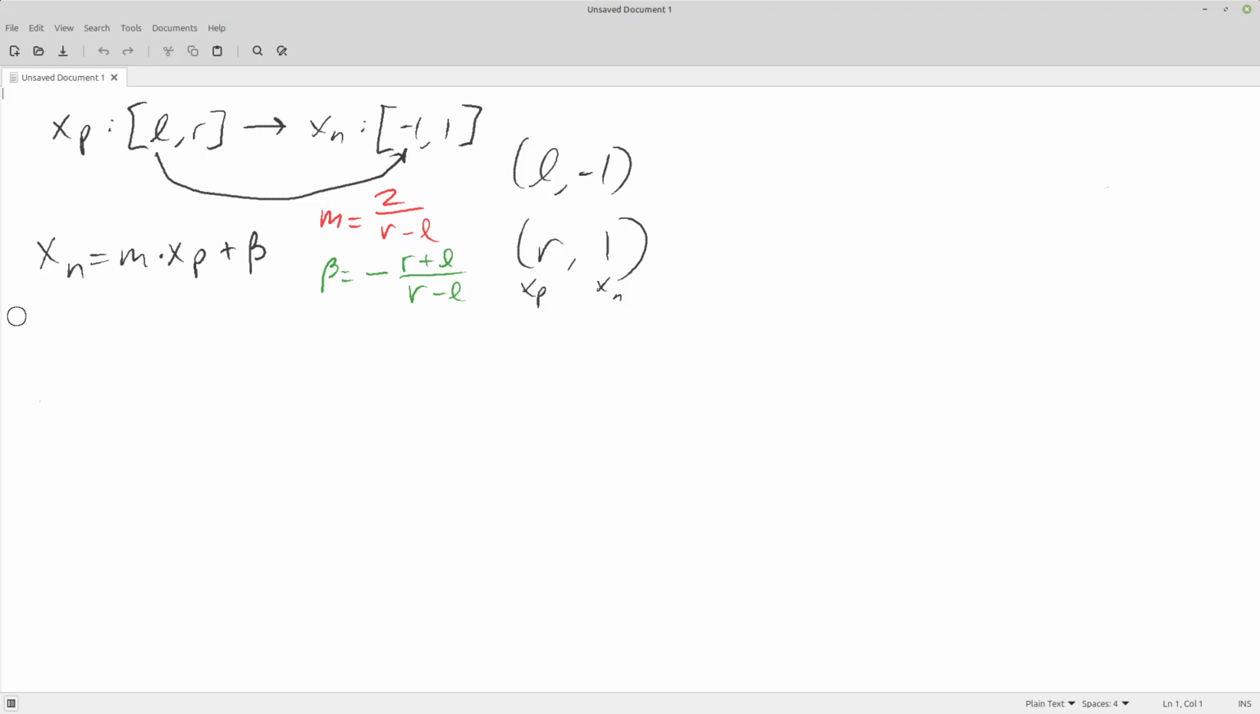Okay, so then we know our equation for our line is going to be x sub n equals 2 over r minus l times x sub p plus b, which would be minus r plus l over r minus l. Okay, that's the equation for x sub n. Let's write that down up here, just so we have that, because we're going to need to clear some of this out.